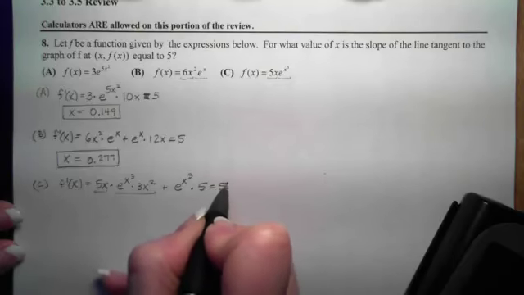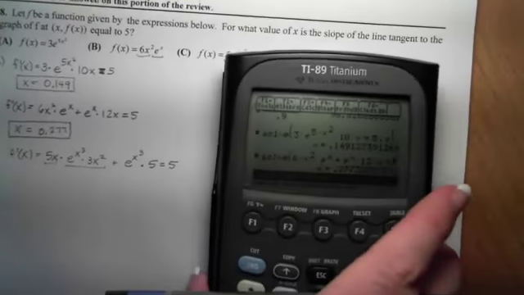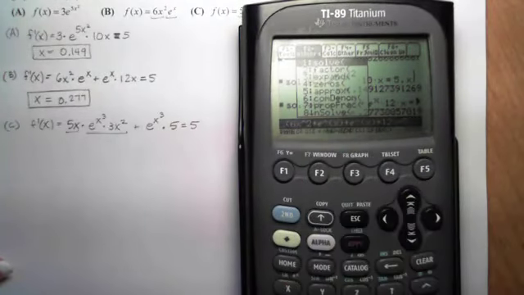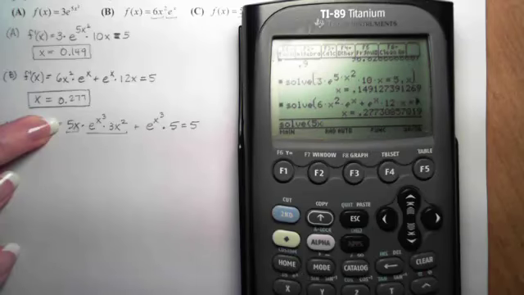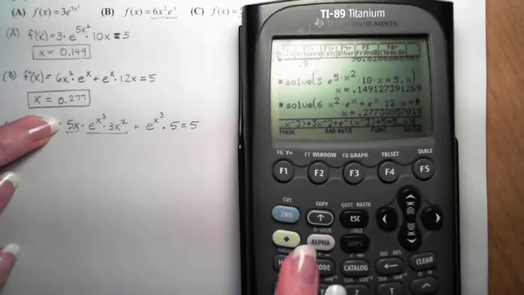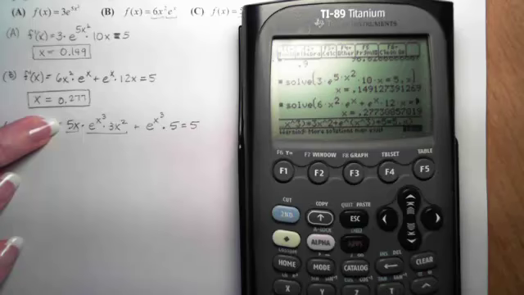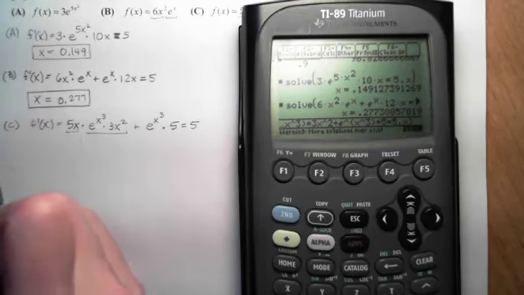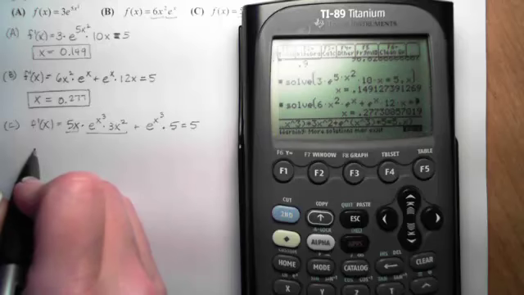Again, I need that to equal 5, so I will use my calculator. Go to F2, solve for when 5x times e to the x cubed times 3x squared plus e to the x cubed times 5 equals 5 with respect to x. Diamond enter. And we wait. We have the warning. We'll see if we get the answer. If we don't, we need to go look at the graph.